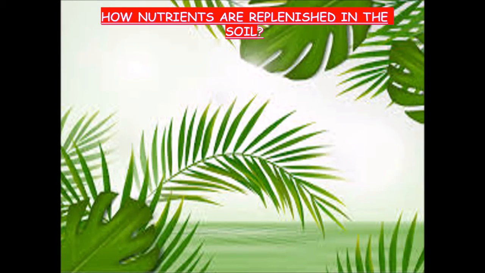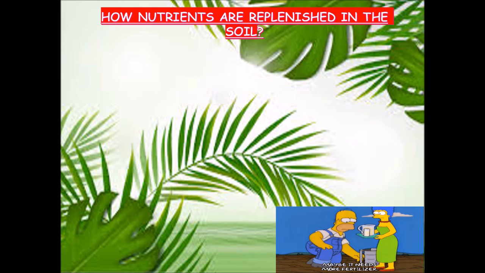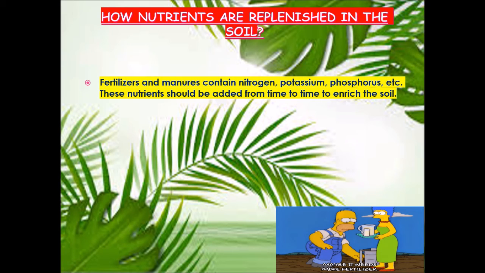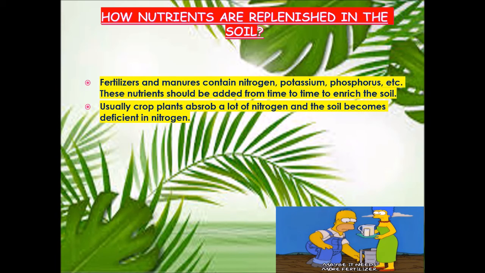Have you seen farmers spreading manure or fertilizers in the fields or gardens? Fertilizers and manures contain nutrients such as nitrogen, potassium, phosphorus, etc. These nutrients need to be added from time to time to enrich the soil. We can grow plants and keep them healthy if we can fulfill the nutrient requirement of plants. Usually, crop plants absorb a lot of nitrogen and the soil becomes deficient in nitrogen.